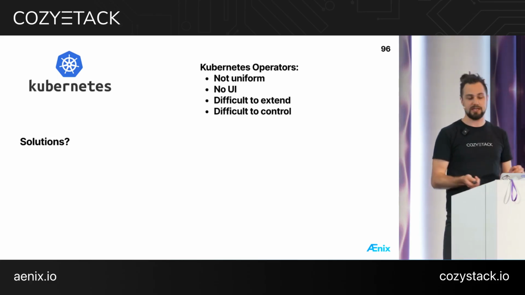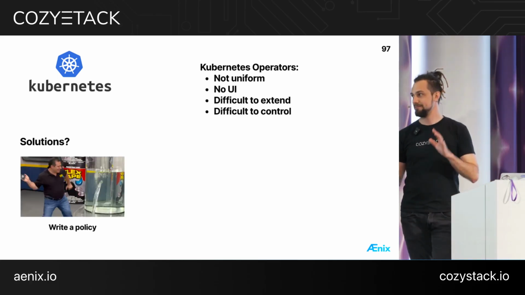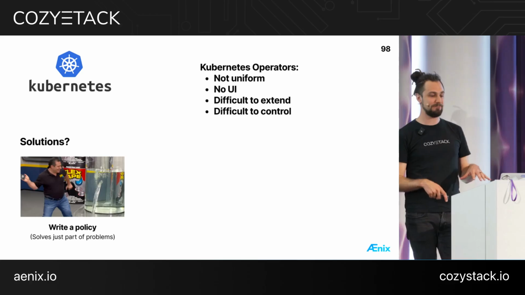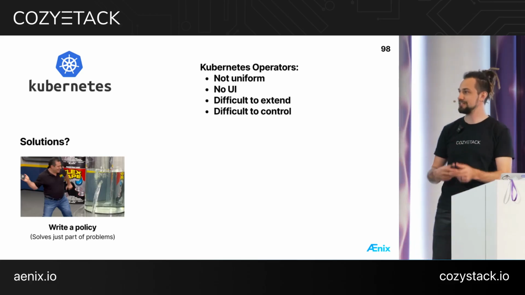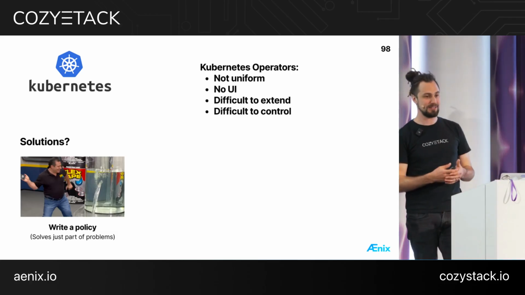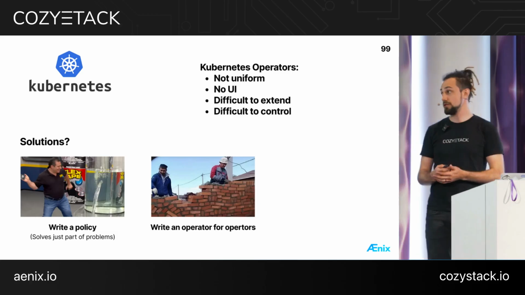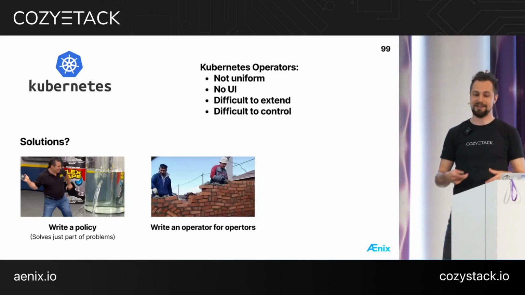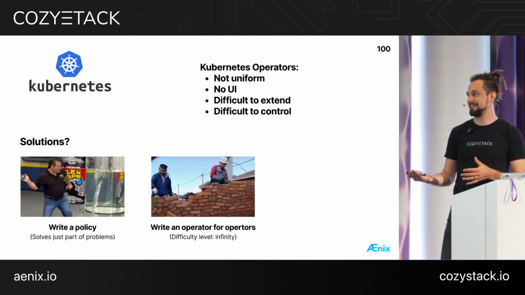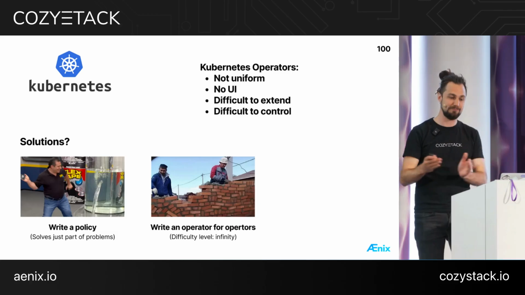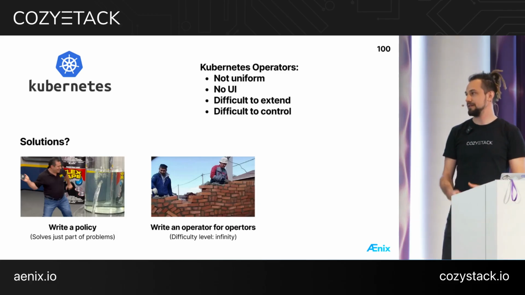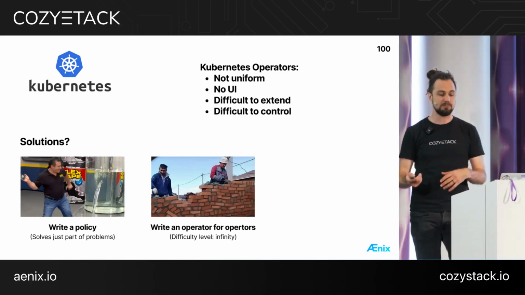What kind of solutions do we have here? We can write policy, but if you write policy, it will solve just part of the problems. You can restrict users from changing some specific fields in your custom resources, but it is also very difficult to control. Another option is to create an API and write an operator for operators. But the difficulty level is infinity because you need to create custom resources for any type of resource, and it is very difficult to extend and support.